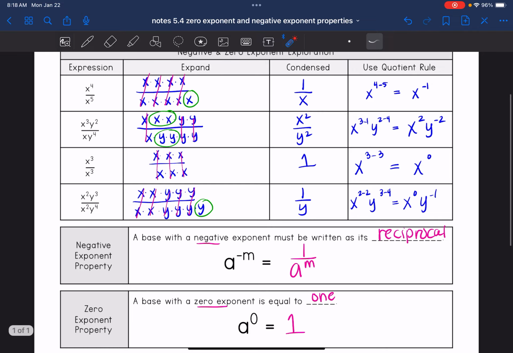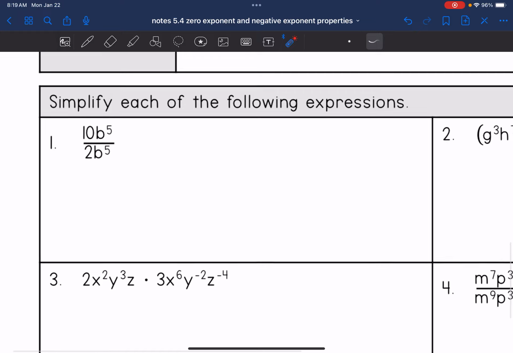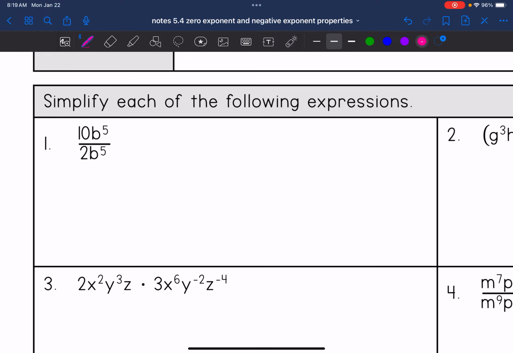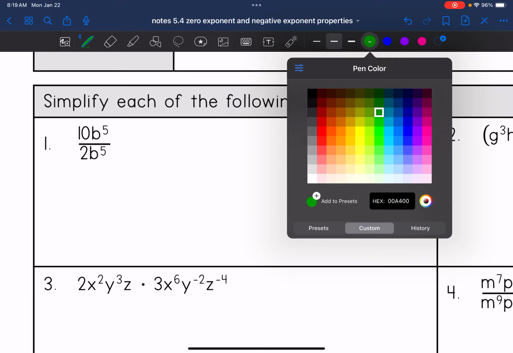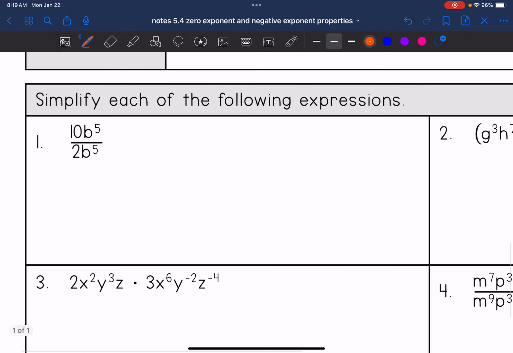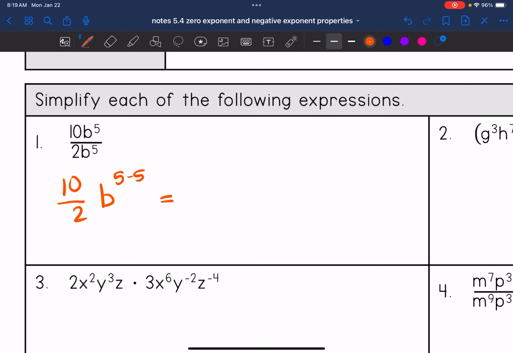Okay, so we're going to do a few examples together. Let's start with this first one. 10b to the 5 over 2b to the 5. So regular numbers, we're going to divide them like normal. But with b, since this is quotient rule, I would have 5 minus 5. So 10 divided by 2 is 5. And then for b, 5 minus 5 is 0. But the rule that we just learned is anytime we have something to the 0 power, that's just 1. So really for this one, I could just write 5.